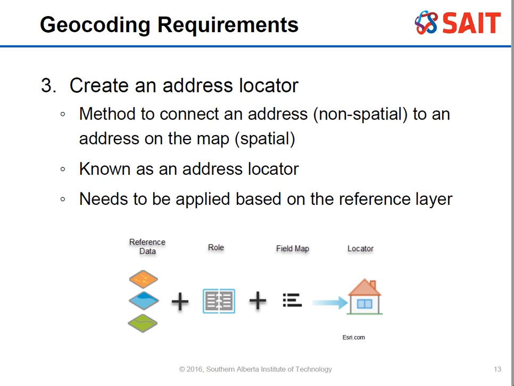Then the next thing we need to do is create an address locator. This is the way that we take the address, which is an attribute, to an actual address on the map, which gives it a spatial piece of information. It's known as an address locator, and it just needs to be applied to the reference layer. So you can see here as an example, we have our reference data, we have the role that it's supposed to play, and then we have a field map of where those points are, and that becomes our locator.